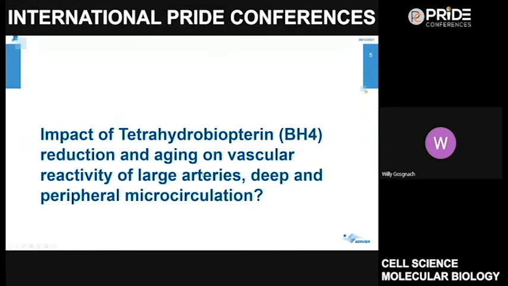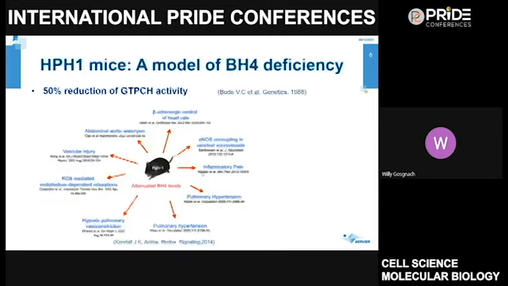Taking all this information into account, we wondered what could be the role of the reduction of BH4, which occurs because of oxidative stress associated to risk factors of atherosclerosis, in the vascular dysfunction that occurs with age. And we wanted to see what its role is in different kinds of vessels.